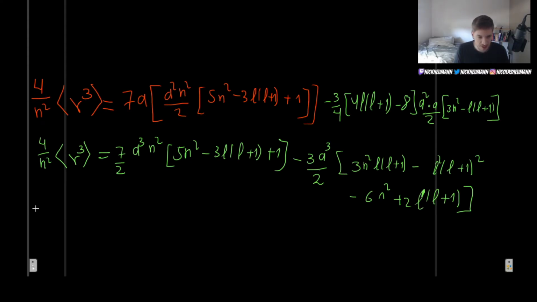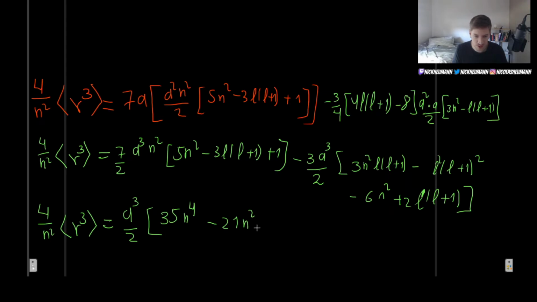So yeah, let's now factor all of this out. So expectation value of r cubed. This is going to be, let's factor out a cubed, and that's it. And well, and divided by 2. So I'm going to multiply through by 7, and by n squared. So we get 35n to the 4th power minus, now 7 times 3, so minus 21n squared L plus 1 plus 7n squared.